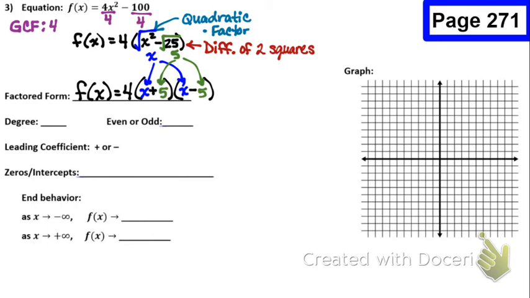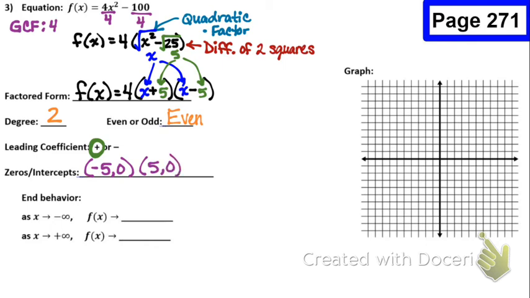What's my degree? 2. Is that even or odd? Even. I could have answered that all the way back at the beginning because my biggest exponent was a 2, and 2 is even. Is the leading coefficient positive or negative? Positive. Where are the zeros? Negative 5, 0, and positive 5, 0.